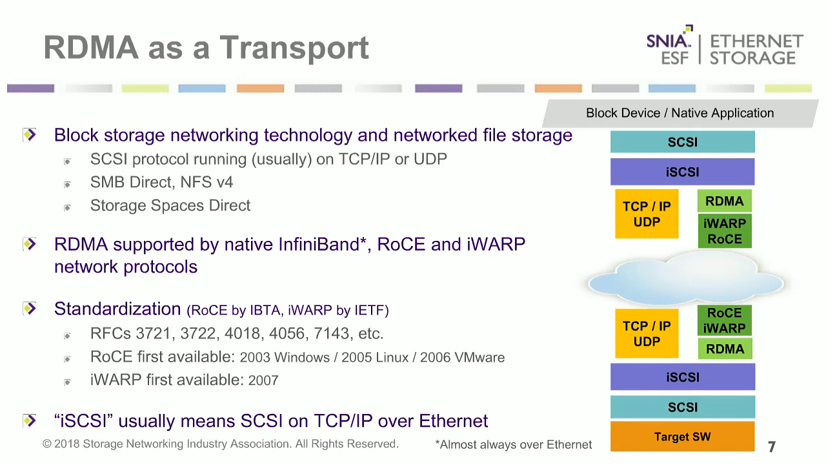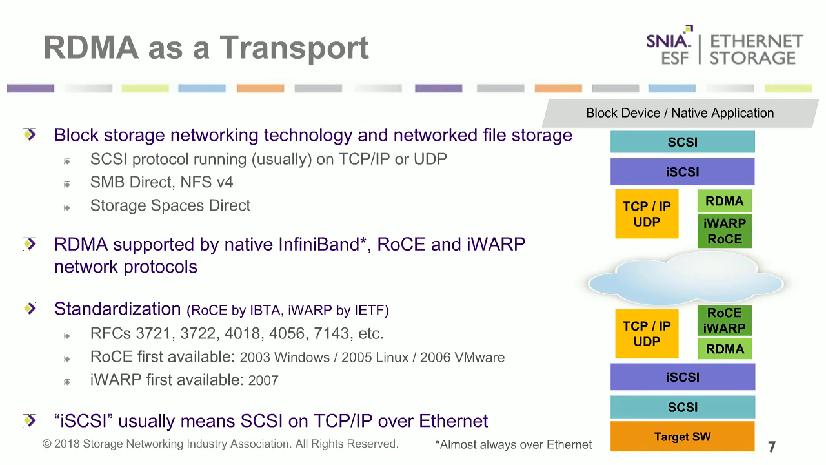So with block storage, the most popular block storage protocol is, of course, SCSI. And SCSI traditionally runs on top of TCP over IP. Sorry, take that back. SCSI can run on top of Fibre Channel, on top of IP, on top of other protocols. Local SCSI can be on top of PCIe or SAS. But when we talk about over a network, SCSI usually means over a storage networking protocol, and iSCSI usually means SCSI over TCP/IP.